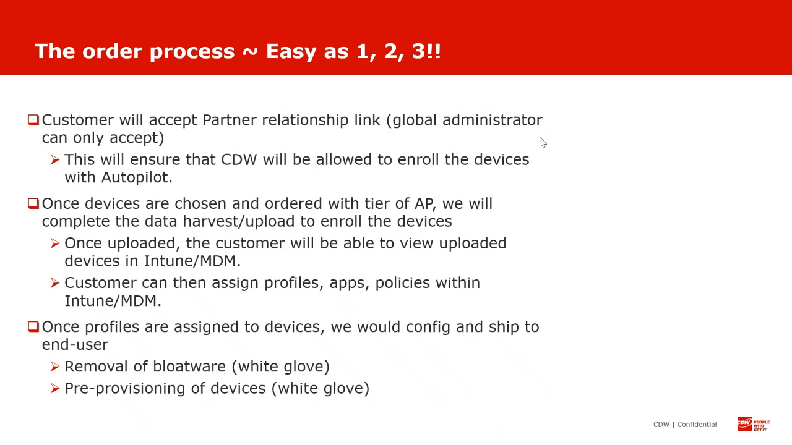As far as the order process, it's easy as 1, 2, 3. The customer will accept the partner relationship. The global administrator can only accept, just so you know. This would allow us to enroll the devices. Once the devices are enrolled, we would upload it, and then we would enroll it so that you could see it in Intune or your MDM. Then you can assign the profiles and application policies within your MDM or Intune. From there, once we receive that, we would config and ship the devices, with removal of bloatware and pre-provisioning of devices in the white glove experience.